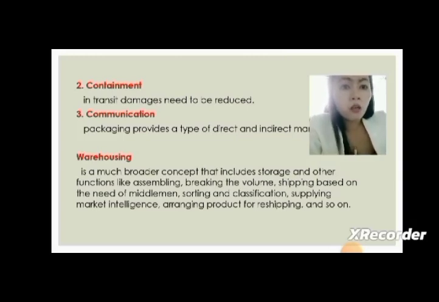Warehousing is a much broader concept that includes storage and other functions like assembling, packing, shipping based on the need of middlemen, sorting and classification, supplying, market intelligence, arranging product cost, shipping, and so on. Warehousing examples include retail stores, distribution centers, cold storage facilities, and marketing plans.